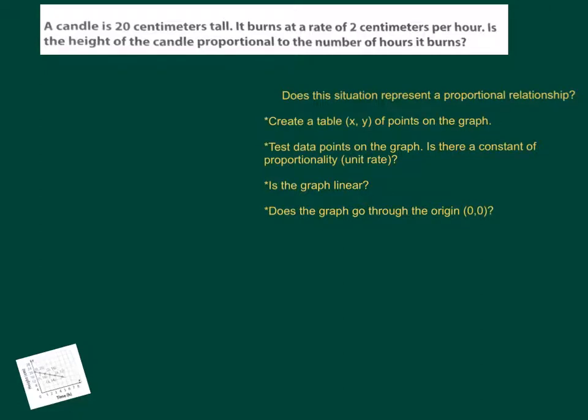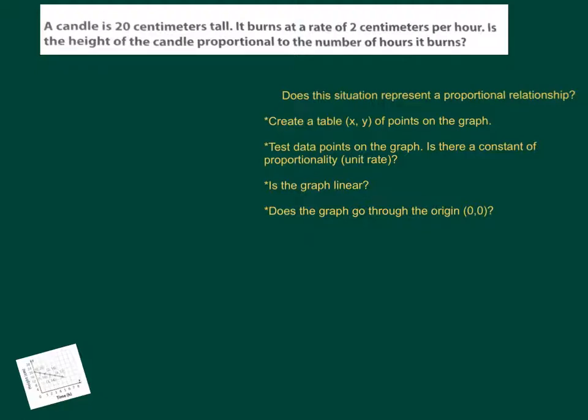All right, so for this word description, you're going to have to determine what the table would be and then possibly make a graph. I'm going to go through this one in a little bit of a different order, because sometimes this is asked of you, and you can still use your table and a graph to determine whether or not you have a proportional relationship. So this says a candle is 20 centimeters tall.